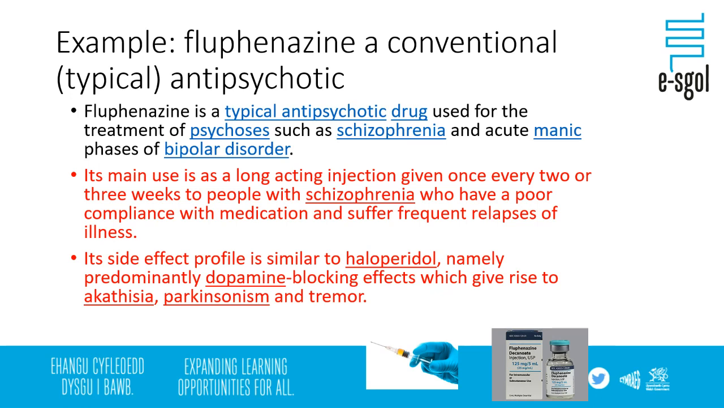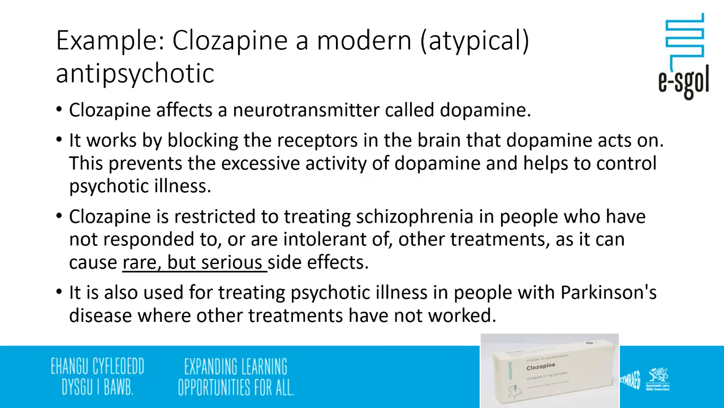various different things, again, linked to Parkinson's. So akathisia, which is to do with your heart, Parkinson's disease, and tremors again. So fluphenazine is your typical antipsychotic, and then you've got clozapine, which is your atypical antipsychotic.